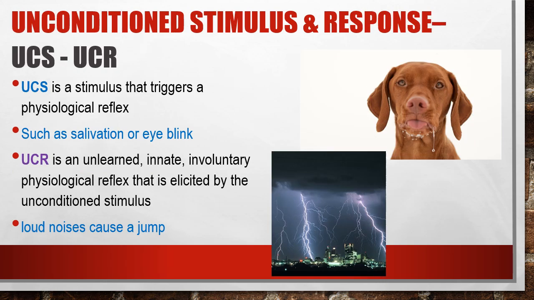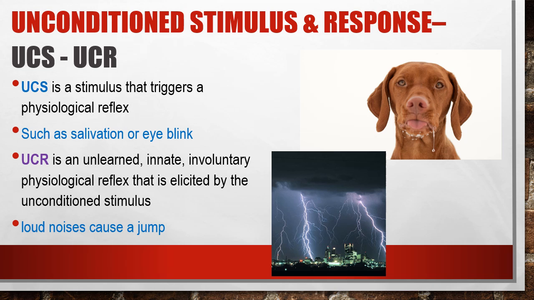So unconditioned stimulus and response, let's put these together. UCS to UCR. The unconditioned stimulus is a stimulus that triggers a physiological, which is a biological body reflex. So salivating when you get to the cafeteria and you smell the food. You can't help that. You can't stop it. It's going to happen when you're hungry. Eye blinking. You can't stop it. You can't help it. Your eyes need to blink.